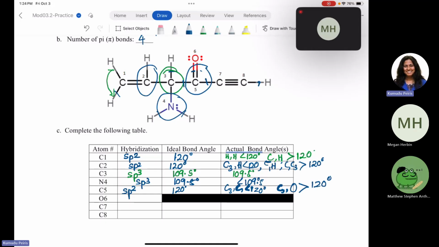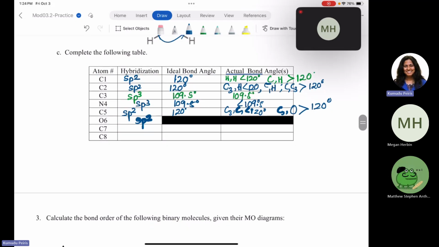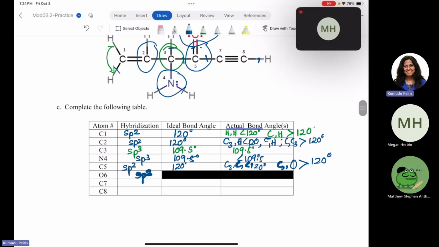Let's look at the oxygen. There are 2 lone pairs and 1 sigma bond, altogether 3 things. So the hybridization should be sp2. You don't need to worry about the ideal bond angle, since this is a bit different for the oxygen. Carbon 7 over here.